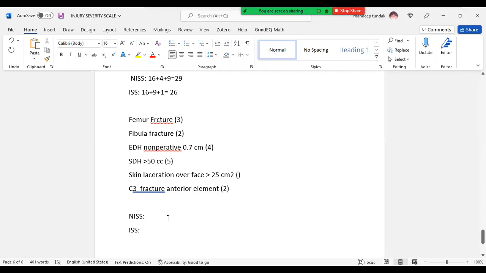One by one, come on. As for SDH, square of 5. Square of 5 is 25. Okay. For femur fracture, square of 3, femur 9. Okay. And C3 fracture, square of 2, so it will be 4. 25 plus 9 plus 4, 38. Who is this? May I know the name? Karan. Okay. Yes. Karan, anybody disagree with this?